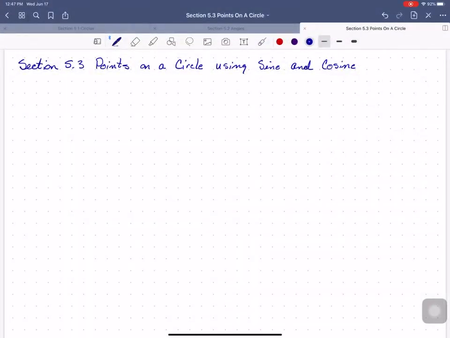Welcome back. We are going to continue our discussion of points on a circle using sine and cosine. Sine and cosine are the first of our trigonometric functions that we're going to encounter in this class, and I'm going to walk you through developing those. So let's think about a circle.